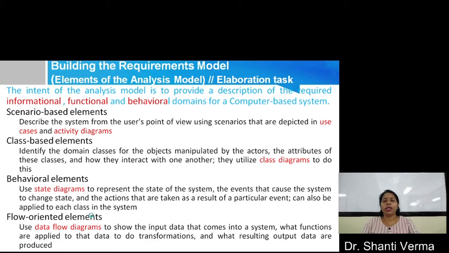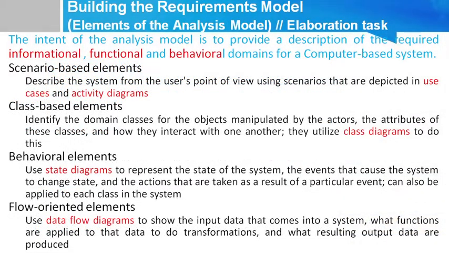For that, four elements are used. First is scenario based, second is class based, third is behavior elements, and fourth is flow oriented elements. Let's discuss all this. Scenario based means you have to write scenarios that are depicted in the use cases and the activity diagrams. In class based, you have to identify the domains or the classes, objects manipulated by the actors and utilize the class diagrams to do this.